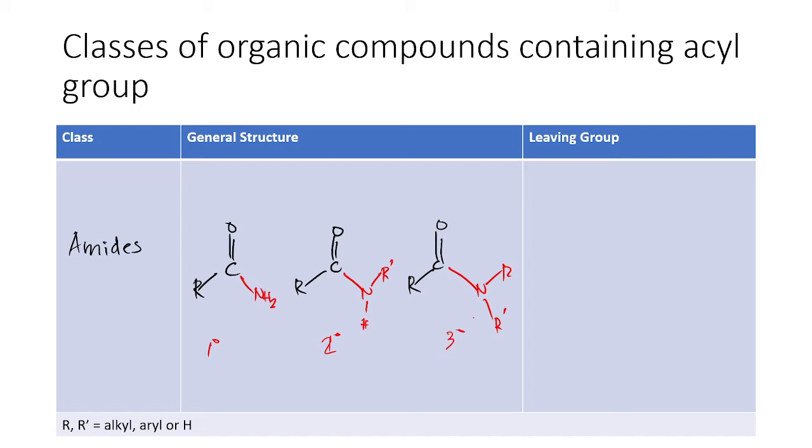Okay. And as you may see here, we have three different leaving groups here. We have here the amine, ammonia. We have here the amine bearing one R group and the amine bearing two R groups. Okay? So those are our amides. And those are our organic compounds containing acyl group.